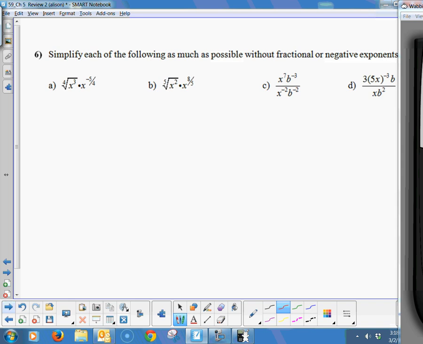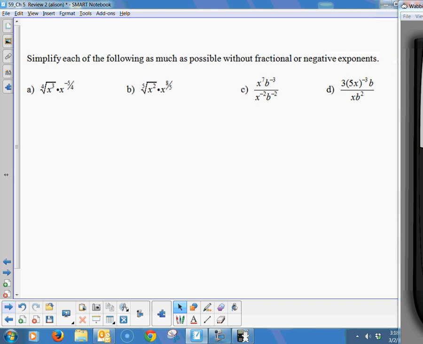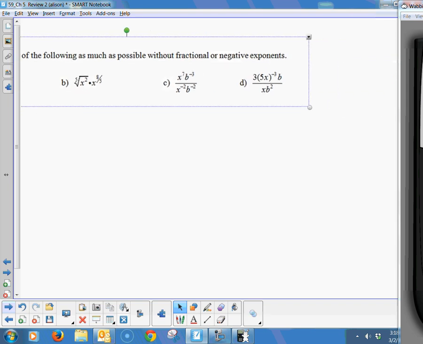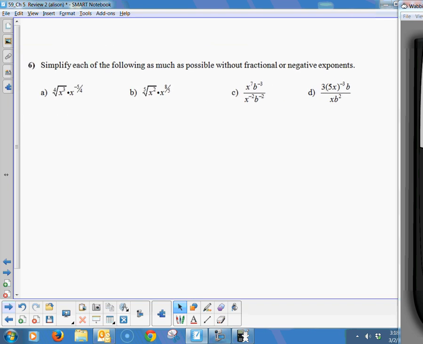Now, here we go for number 6. These were just like some nasty problems on your quiz. Let's shrink it down a little bit. There we go. Number A is very much like a quiz question. I'm looking at this thing and wondering, is there a way to rewrite that 4th root? And there is. To write x to the 3rd and the 4th root of that, you could write it as x to the 3rd to the 1/4.